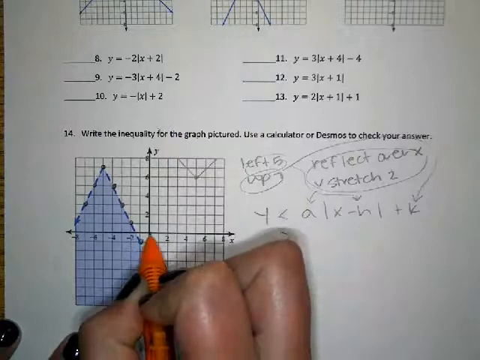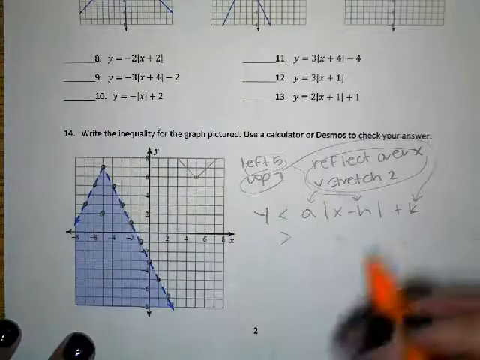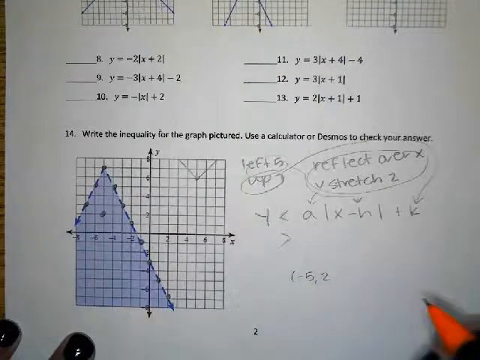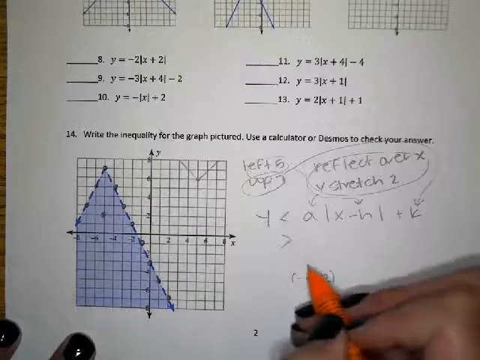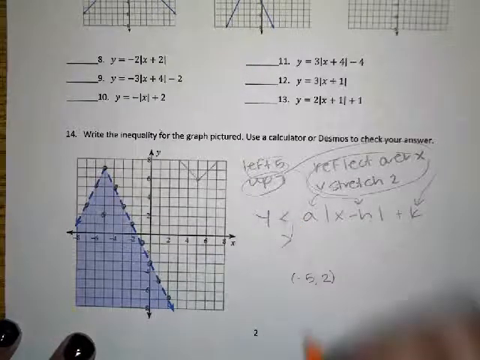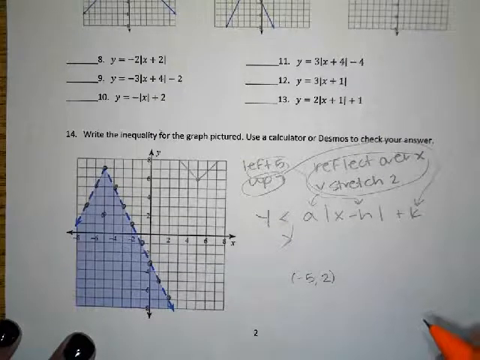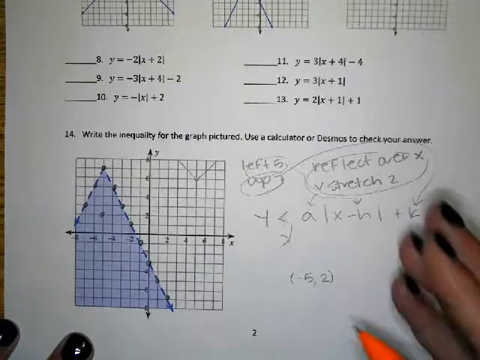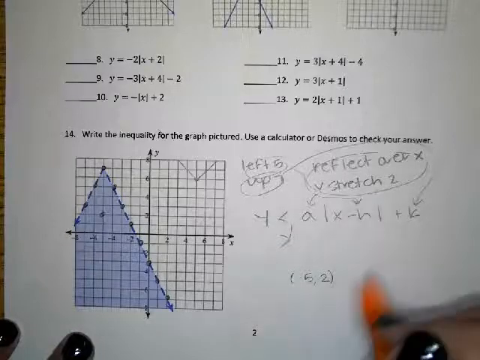So you might choose, okay, let's plug in -5, 2 or something. You could use the point -5, 2. And then say, okay, when I plug that point in, whatever symbol I use should be true. And then that could help you pick out the symbol. But that's how I would sit down and work out this equation and figure it out. That's what I would do. Okay. Those are my hints.